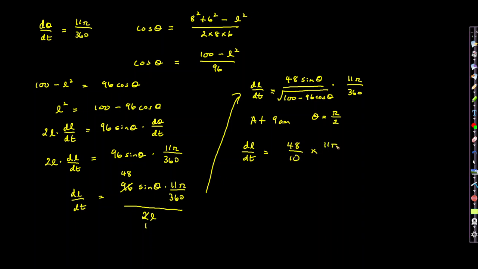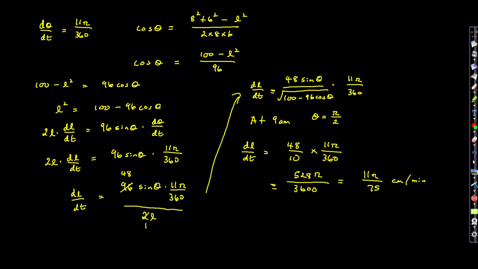So this is going to be our answer. Let's tidy it up. So we're going to get 48 times 11, which is 528 pi over 3,600. Now if you simplify that fraction, you end up with 11 pi over 75. That would be centimeters per minute, because L is a length, and we're working in centimeters. Okay, so there we go.